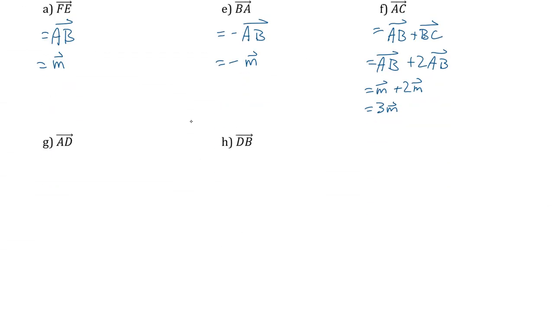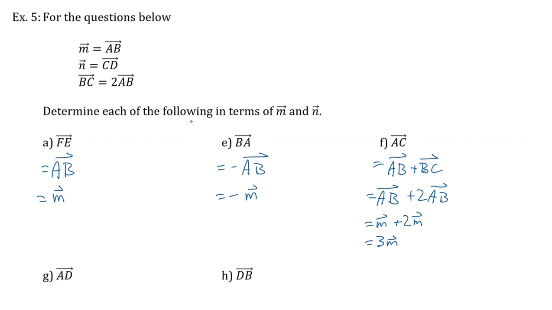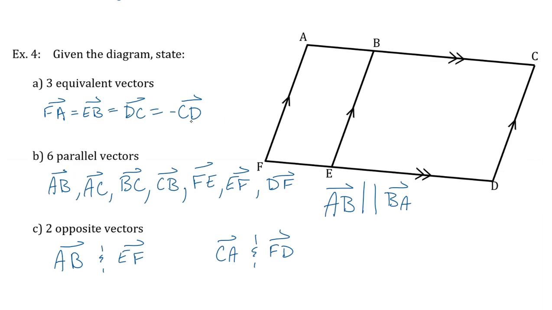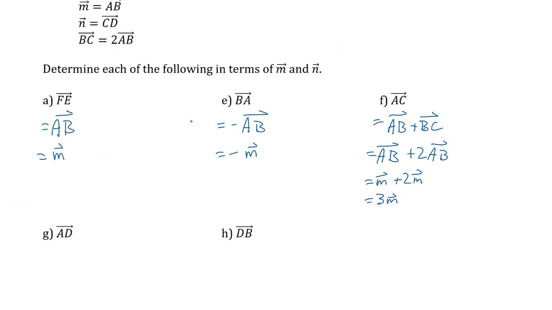AD. So let's look at the diagram. I've got A, and there are different ways you can do this. But I'm going to go A to C, and then C to D, and that is AD. Even though that's not a line on here, I'm writing it out in terms of the lines that I have. So I have to figure out a path that is actually in the diagram, and then I'm going to come up with what those vectors are in terms of M and N.